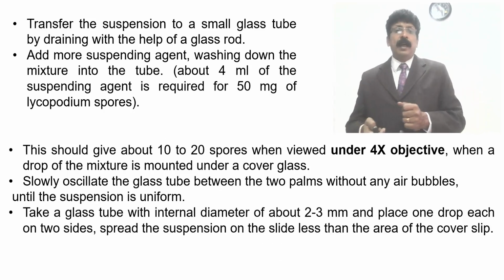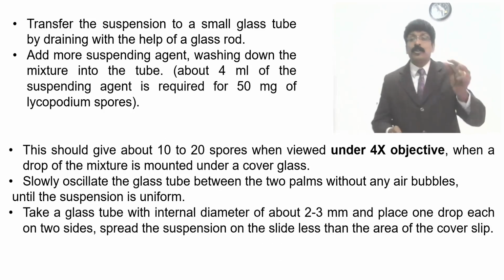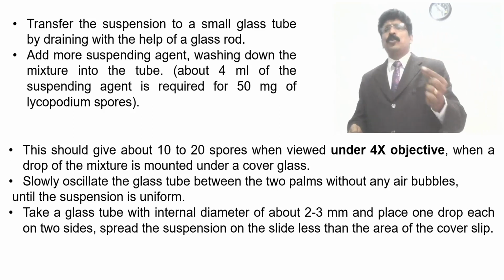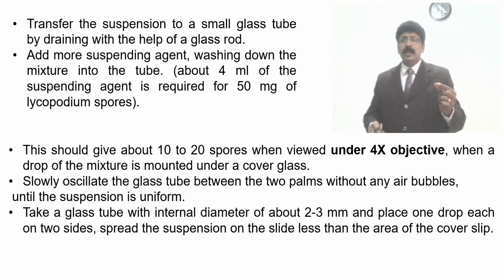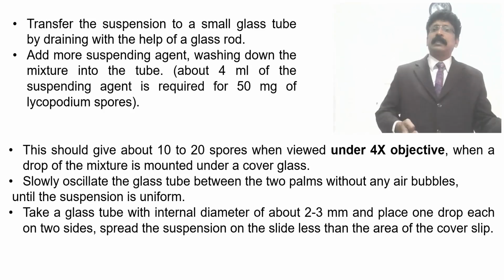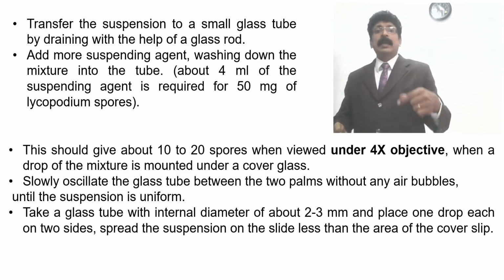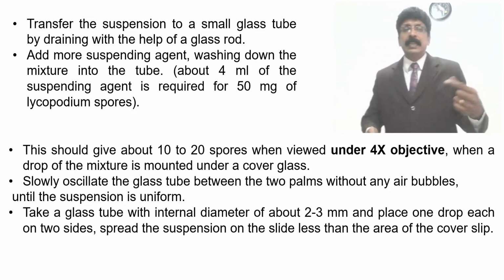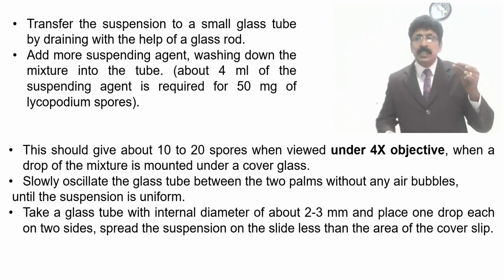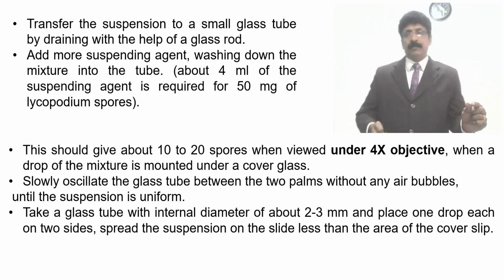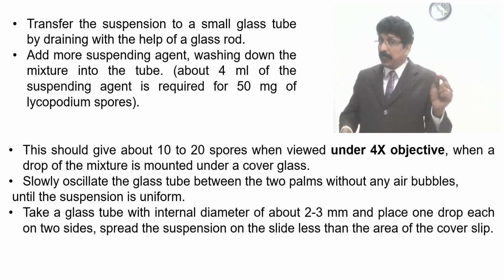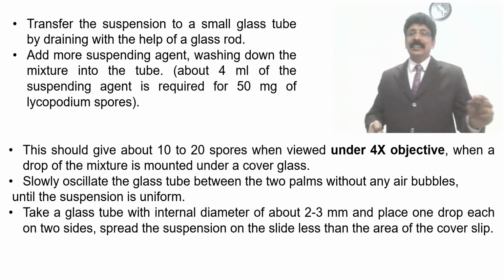Take a glass tube. Glass rod will be available in the lab. The glass tube should be 2 to 3 centimeter in diameter. From that you can take one drop from the slurry which is prepared, with the suspending agent added. Two slides you can keep for observation, and spread the suspension on the slide in an area less than the cover slip.